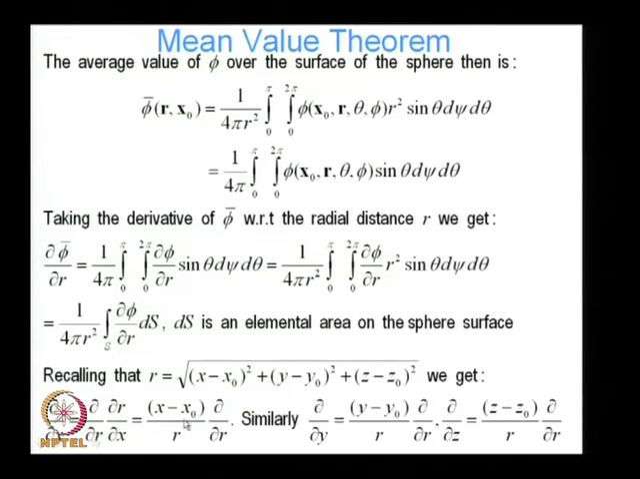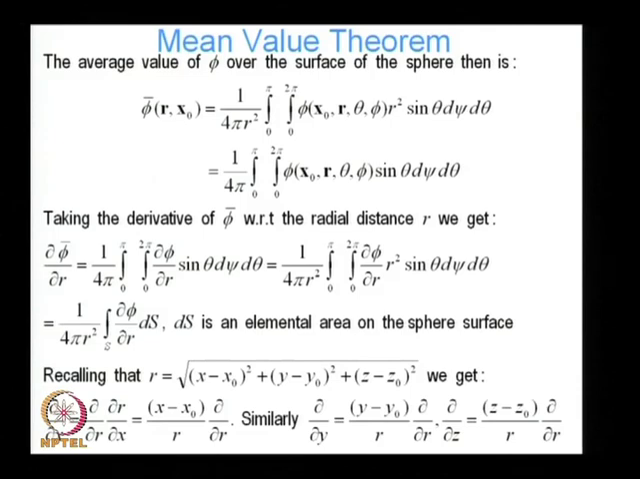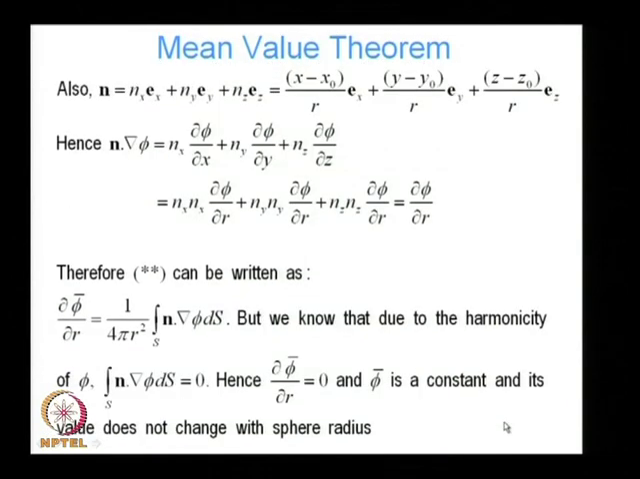Now, what is this x minus x 0 by r? It turns out this x minus x 0 by r is the component of the normal at the point x. So, if I consider the point x on the surface of the sphere and I consider the normal to the sphere at the point x, the components of that normal in the x, y and z directions are given by x minus x 0 by r, y minus y 0 by r, z minus z 0 by r. Well, how is that? Let us take a quick look.